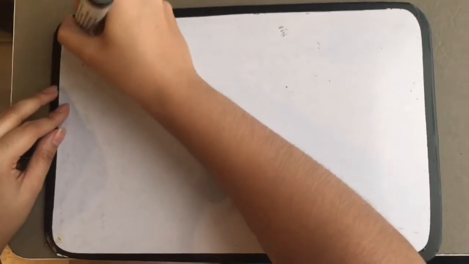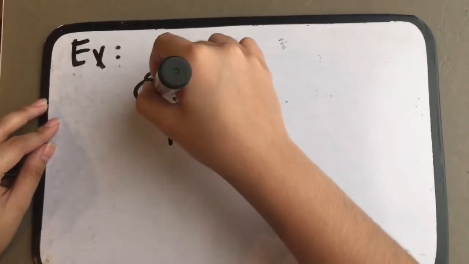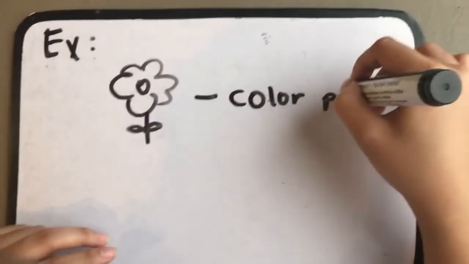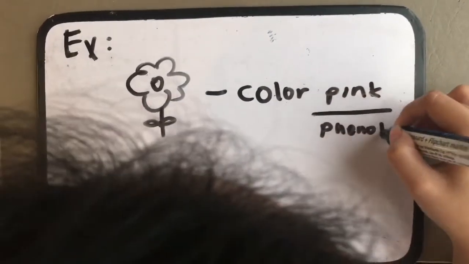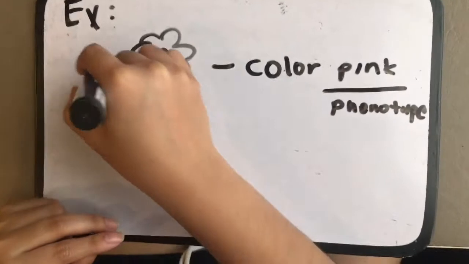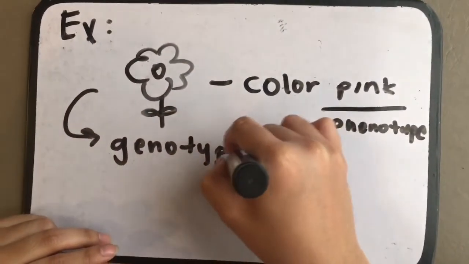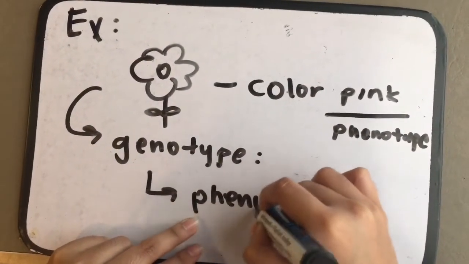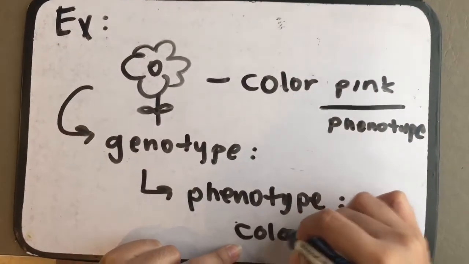So for example, if we have a flower and its phenotype is color pink, and when you change its genotype, its phenotype will turn into color red.